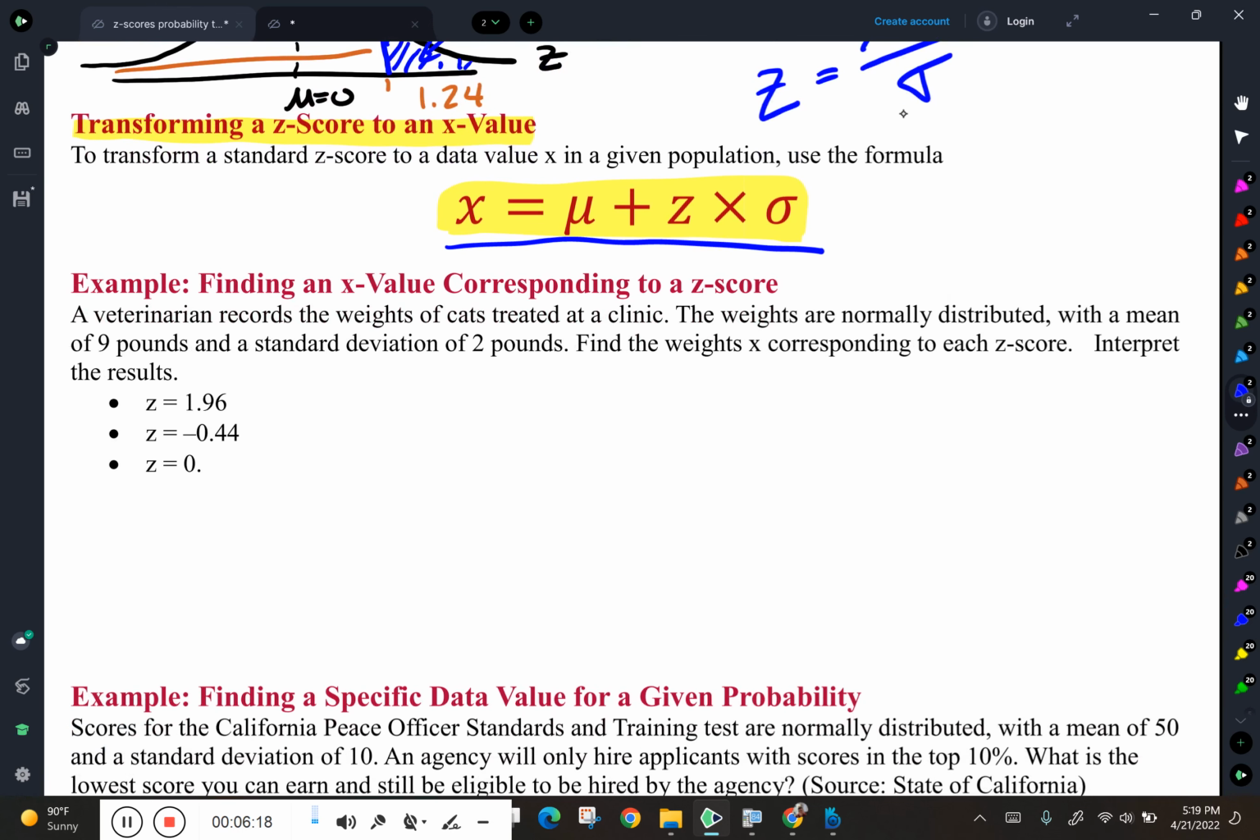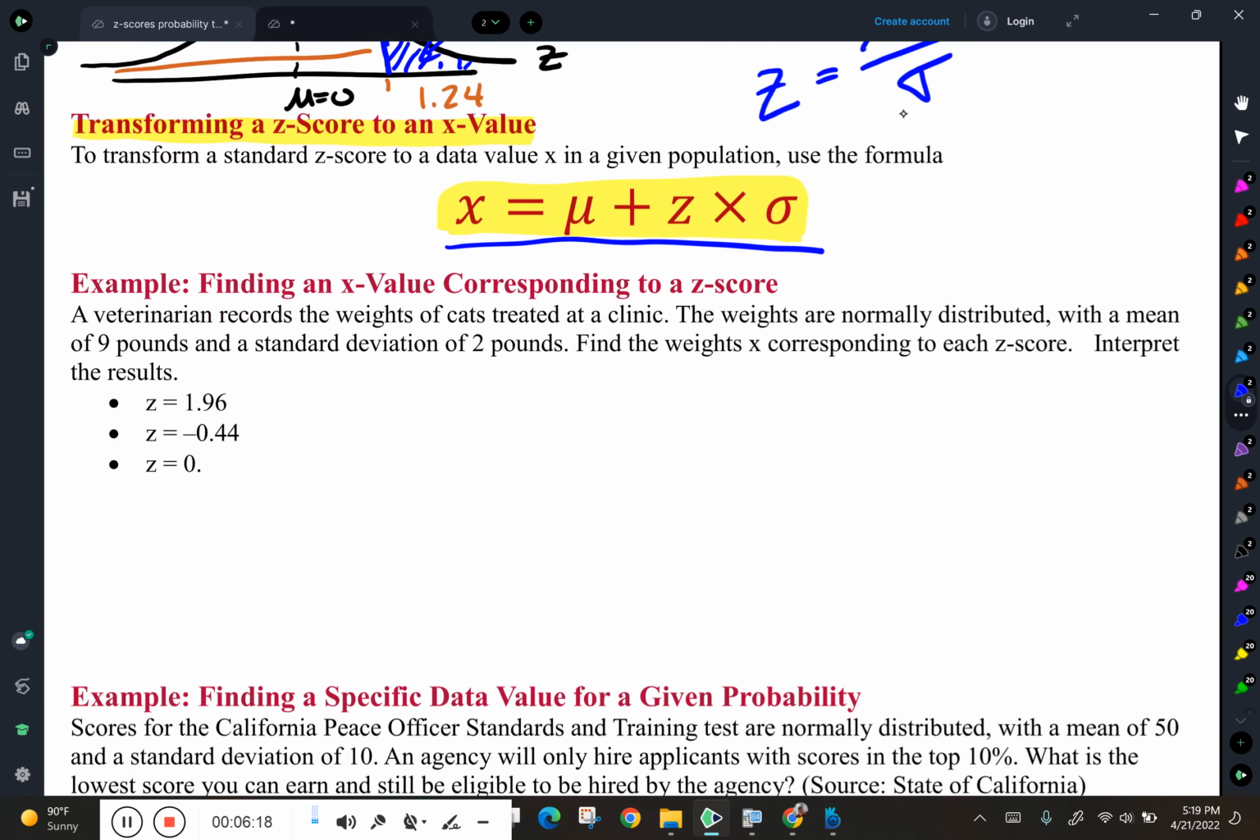All right, so let's take a look at how problems on the exam might show up. These are the problems from the exam. Let's read this first one. Scores for the California Peace Officer Standards and Training Tests are normally distributed with a mean of 50 and a standard deviation of 10. An agency will only hire applicants with scores in the top 10%. What is the lowest score you can earn and still be eligible to be hired by the agency?